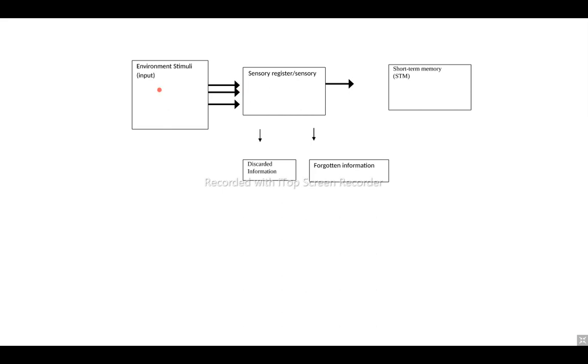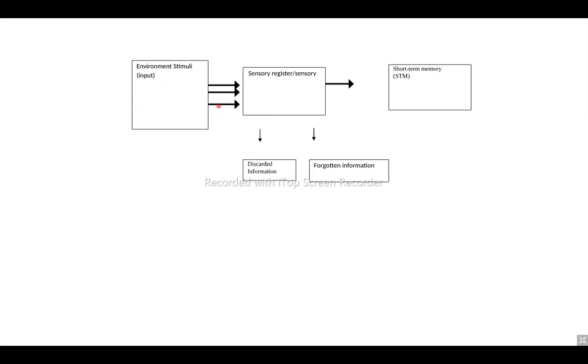So here we are saying we have the environment. Anything that we hear, anything that goes into our memory for encoding and storing comes from the surrounding. Either people are talking, it is something you are seeing, or it is something happening around you. So this is the stimuli, we call it the environment stimuli, which brings in the input information.